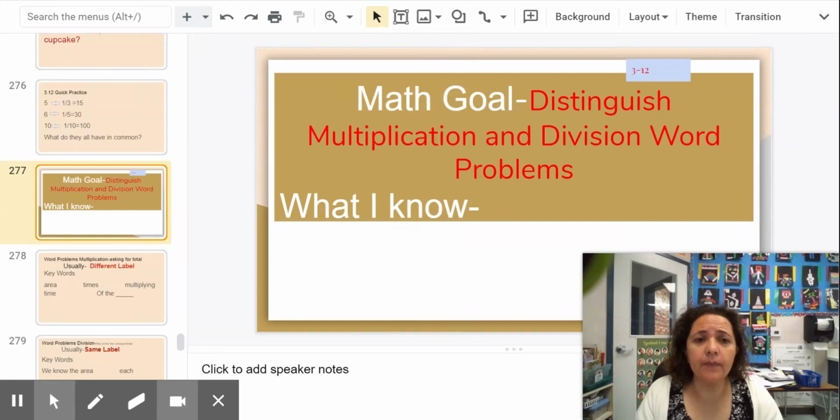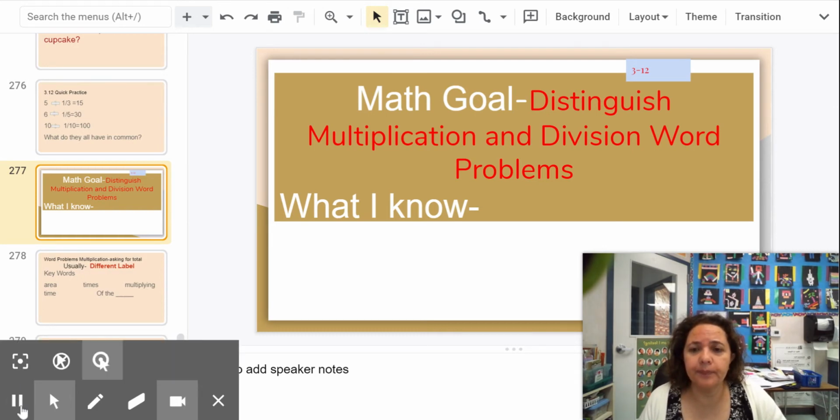All right, so this is math lesson 3-12. Our math goal is to distinguish multiplication and division word problems. Distinguish means just to tell apart whether it is a multiplication or division word problem. So we're looking for the words there. Write down what you know about division and multiplication keywords, and then come back to me.